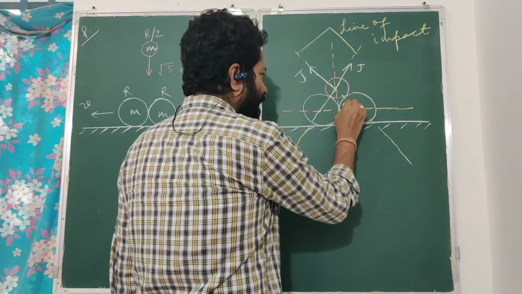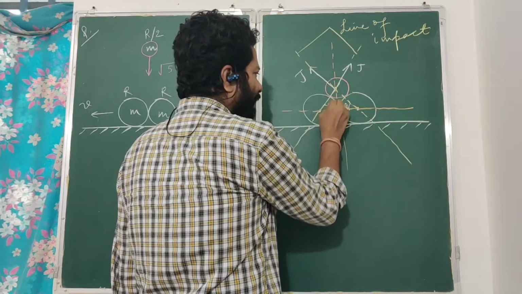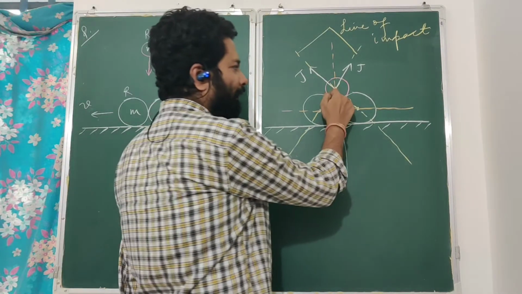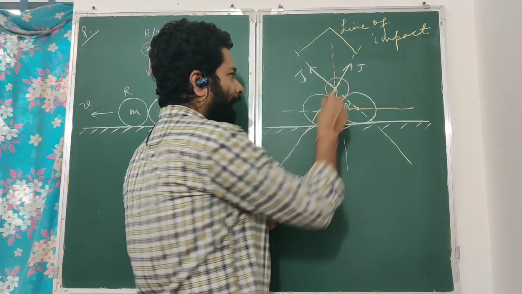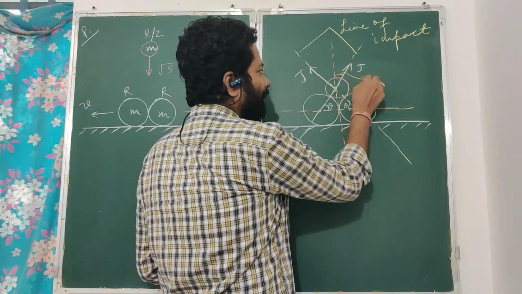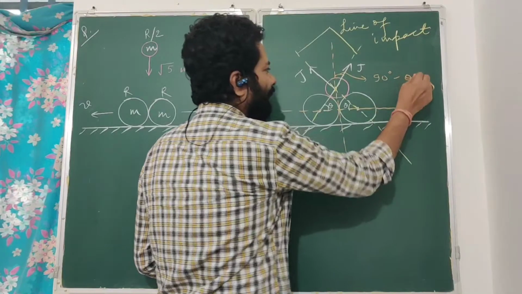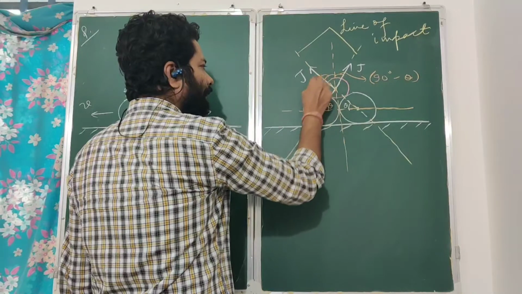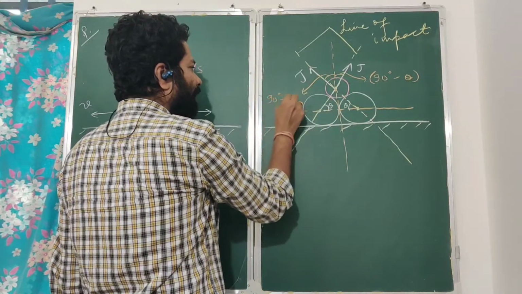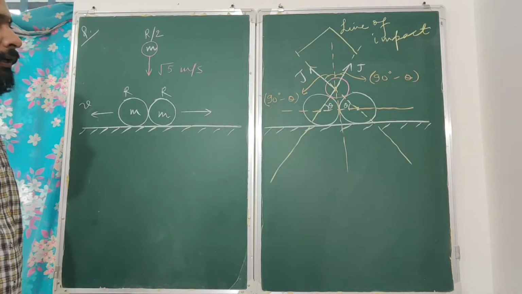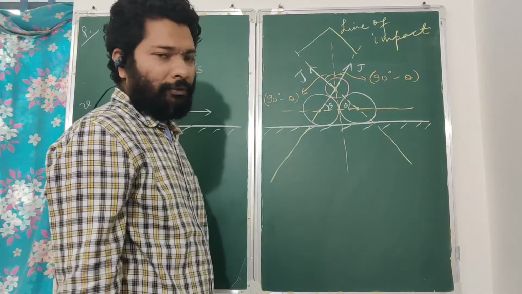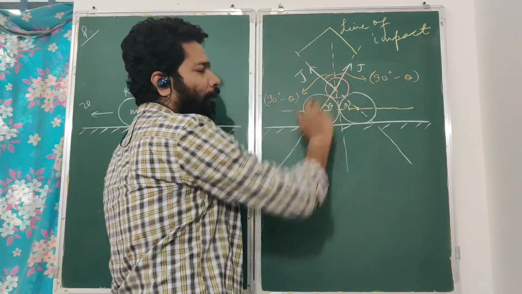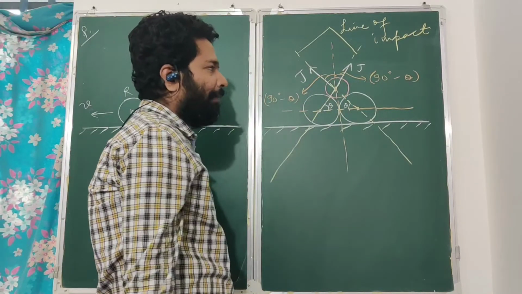Let us say this angle is theta. So symmetrically this angle will also become theta. Correct? So now you see this will be 90 minus theta. So what will happen to this angle? This angle will become 90 degree minus theta. What about this angle? Symmetrically this will also become 90 degree minus theta. So now what does J do? It changes momentum.